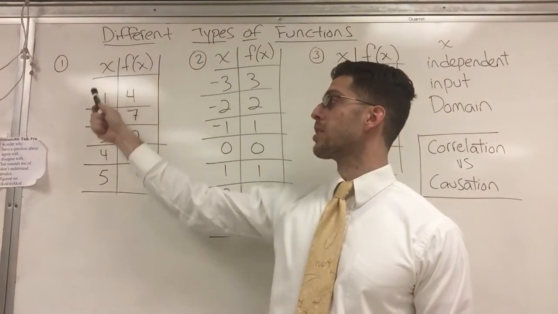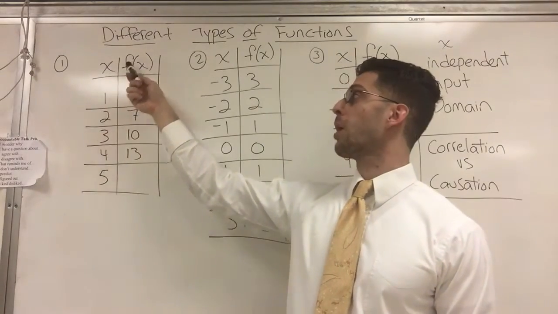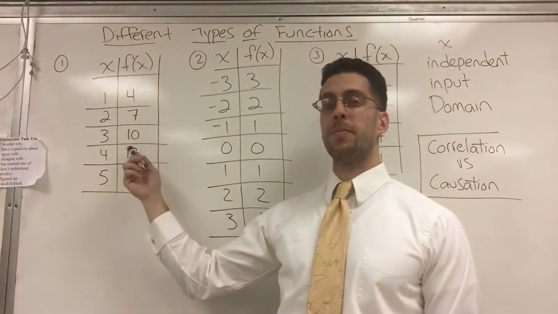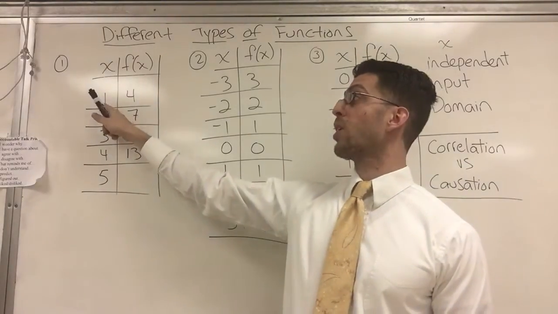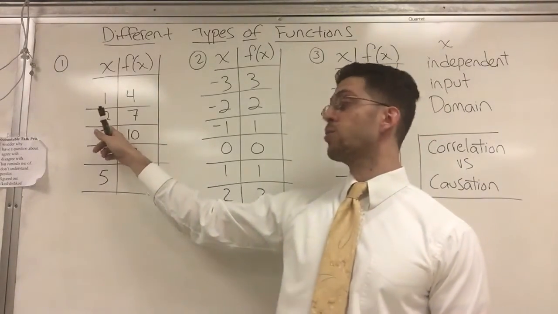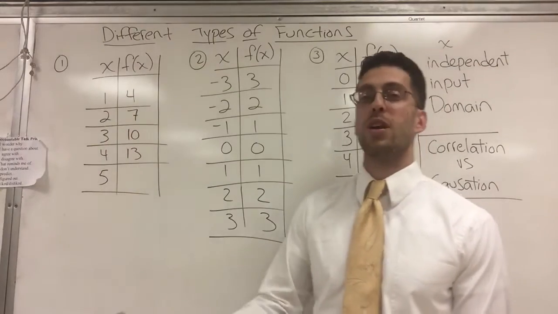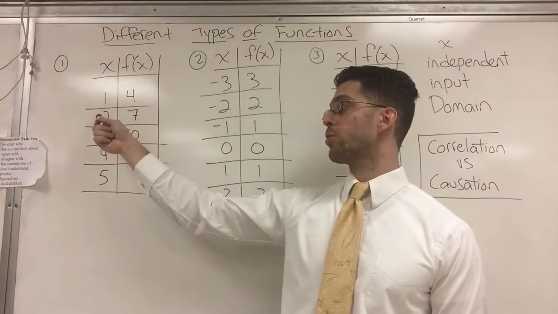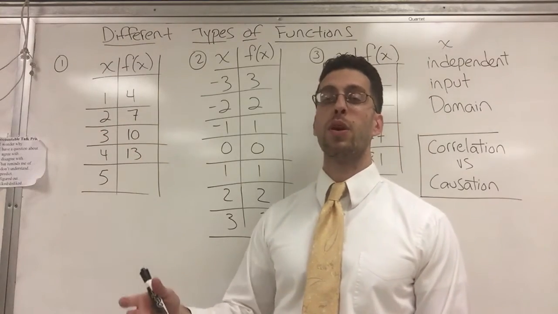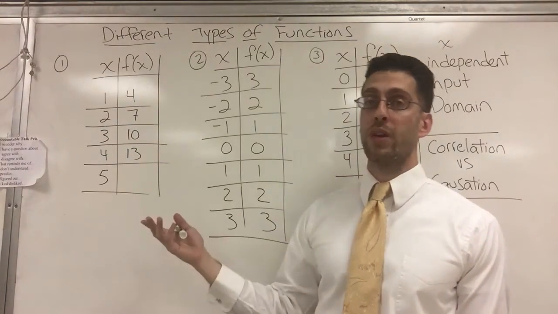So let's say my x is cars and my y is number of right turns. If I own one car, I make 4 right turns in a day. If I own 2 cars, I make 7 right turns in a day. Whatever. And then they ask you, well, what's the domain here? Well, I can only own 1 car or 2 cars or 3 cars. There would be no point in putting negative numbers. I don't want to own negative cars.